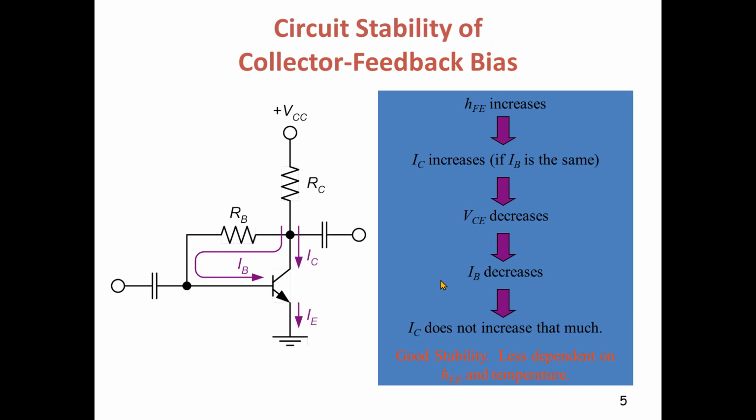And coming to the stability of the collector feedback bias circuit, first the value of HFE increases, which in turn increases the value of IC. So if IB is the same, then the value of VC decreases, which in turn decreases the value of IB, and the value of IC does not increase that much, which represents good stability, and it depends less on the value of HFE and temperature.